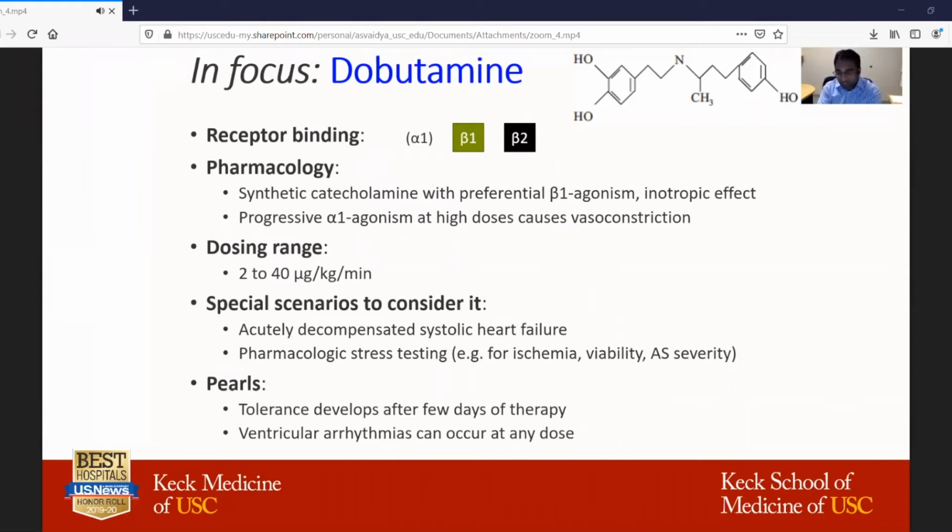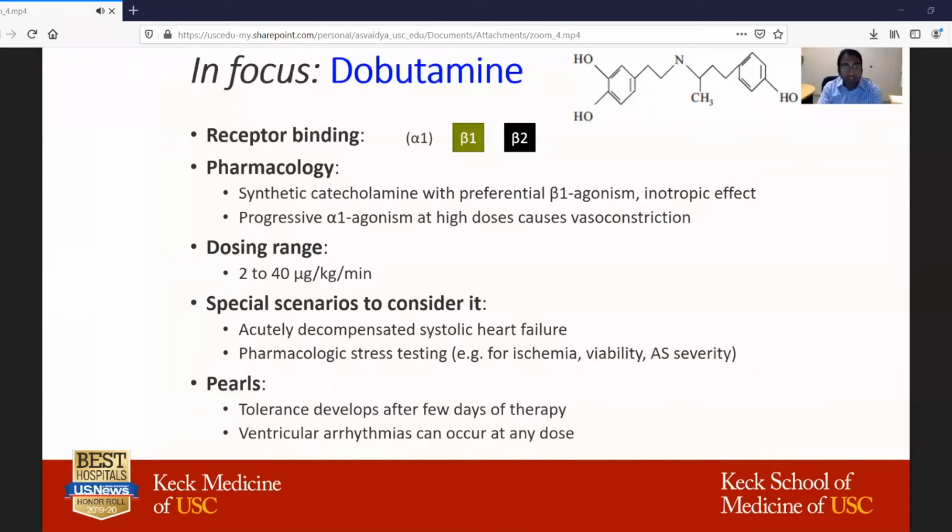So when you are rounding in the CCU and taking care of patients on dobutamine in your clinical practice, 7.5 is usually as high as I go before reaching for different agents or potentially mechanical support. And then special scenarios to consider it. Obviously acute heart failure is what we're talking about today, but also stress testing, things like ischemic stress testing, viability testing, and determination of aortic stenosis severity in the setting of low flow, low gradient aortic stenosis. So some pearls: tolerance develops after just a few days of therapy.